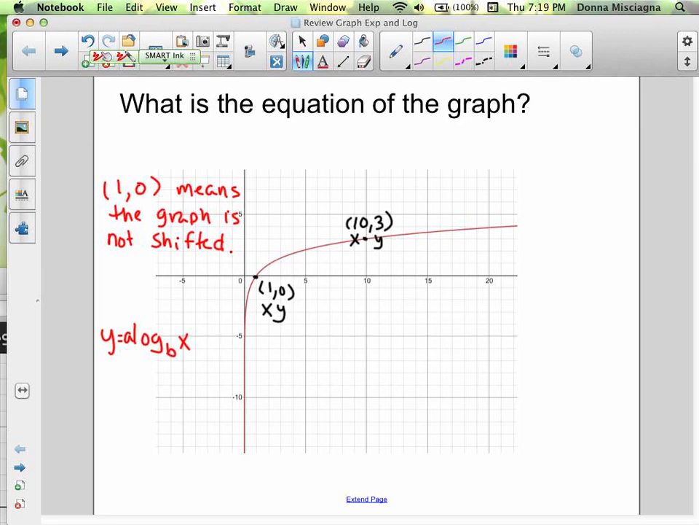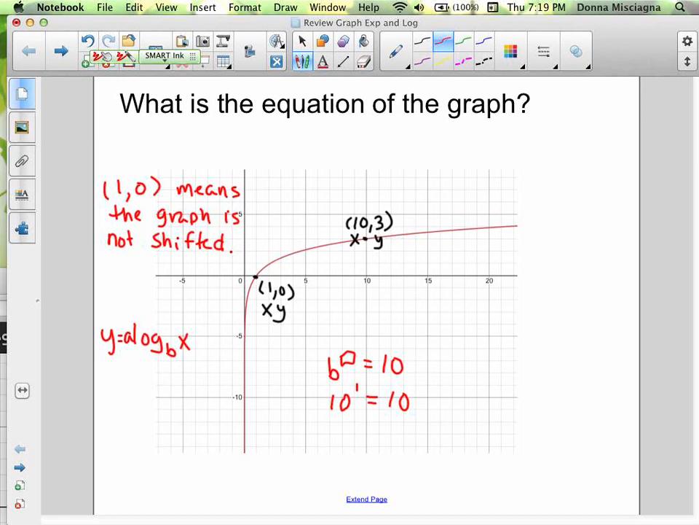So let's take a look at our point here. We have the point (10, 3). So in other words, we raised a base to a power and got 10. Well, the only number I can think of that I could raise to a power and get 10 is 10. 10 to the first power would give us 10. But our y value is not 1, it's 3.